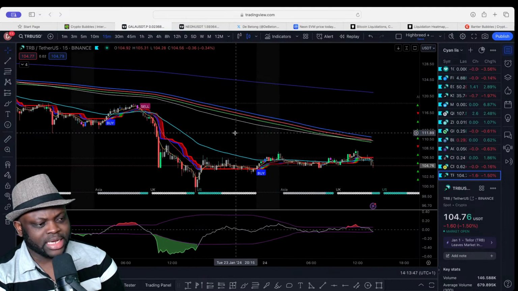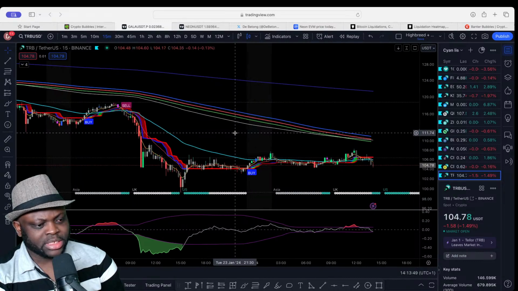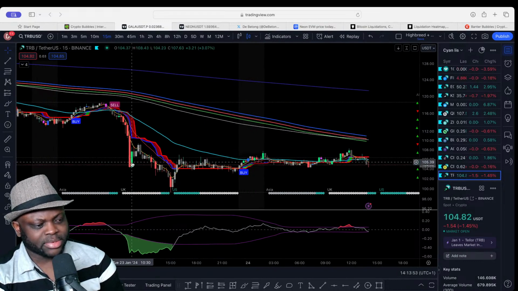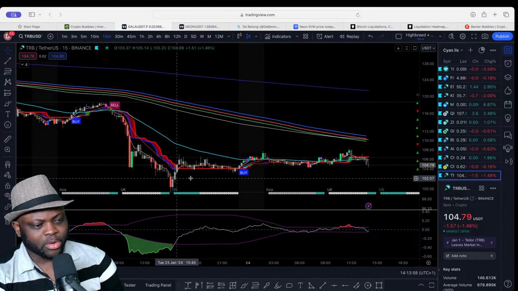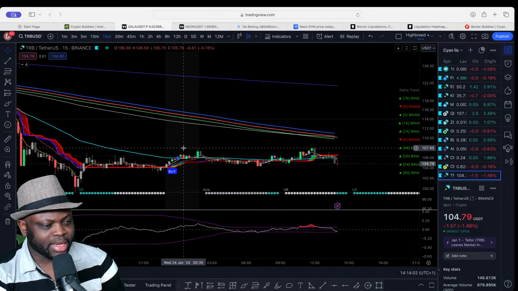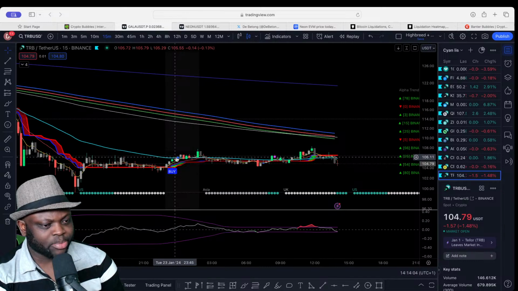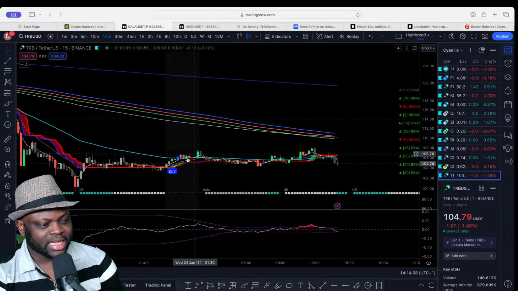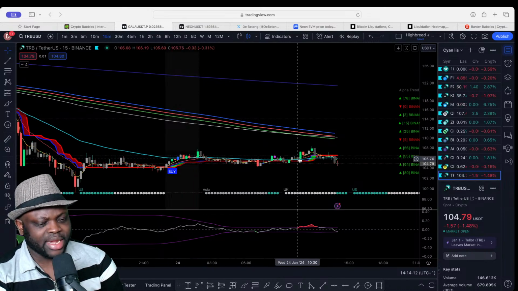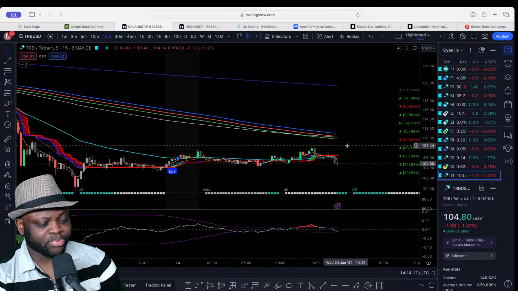Now we can see here that with TRB, what we are seeing is this green vector candle here, and also you can see where the green appeared was above here. This is where it appeared. And here we have seen that the green has appeared multiple times. So this is telling me that we are going to see more upward movement with price, right?